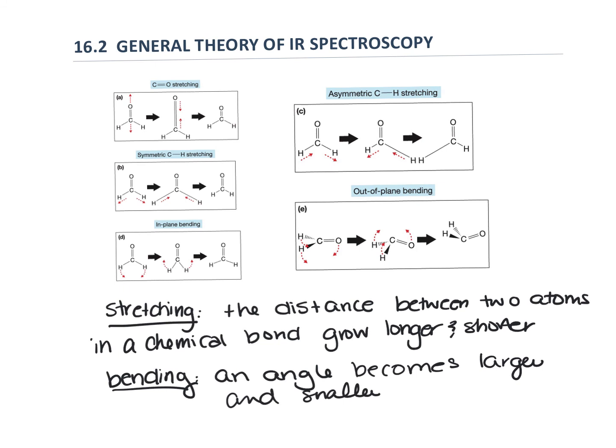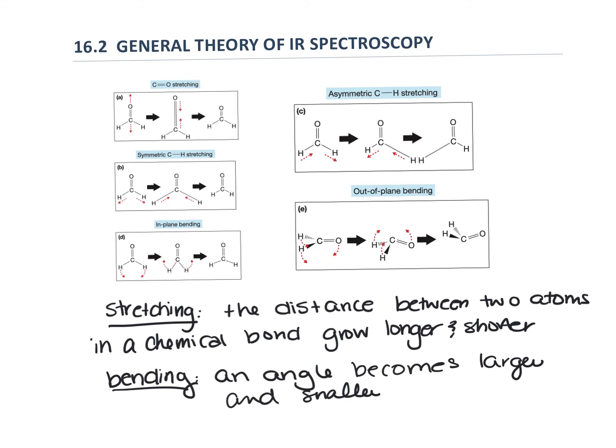Okay, so there are different types of stretching and bending, and when you come to class, I have a really great website that we're going to look at that shows those stretching and bendings. But if you look here, here's a carbonyl group. This is a carbonyl group of formaldehyde. And what you can see here is that there's some stretching between the oxygen and the carbon, okay? And then there's also stretching between the carbon and the hydrogen.